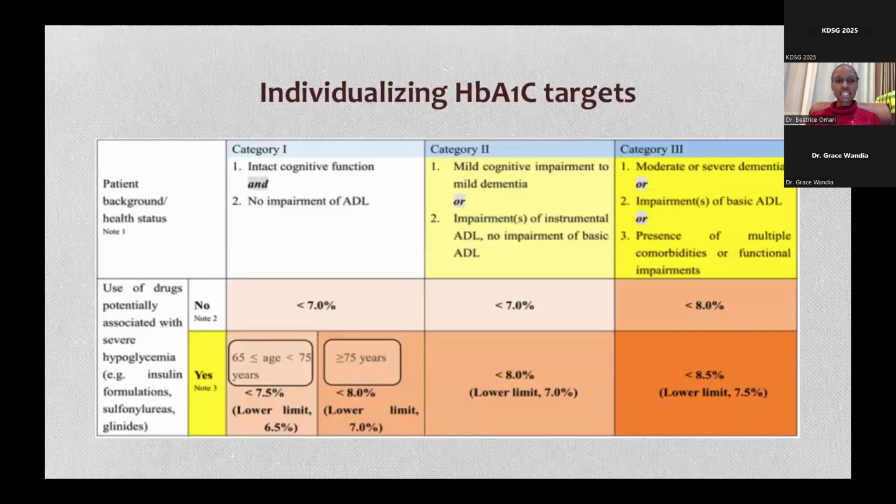So one of the last slides that we're going to be talking about is the individualizing of HbA1c targets. I borrowed this one from, I think it was the Japanese Society for Diabetes, but it incorporates what the Americans and the Europeans recommend, in a simpler way. It tries to help us individualize your HbA1c without, again, being very lenient, but also without having very tight glycemic control. So the first part, the categorization, talks about the patient background and the health status.